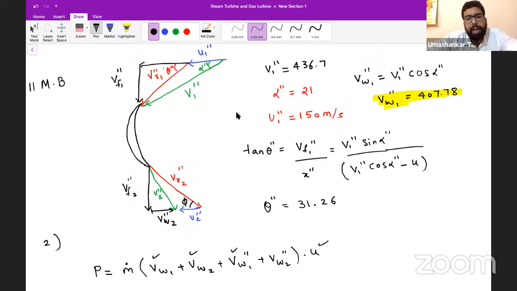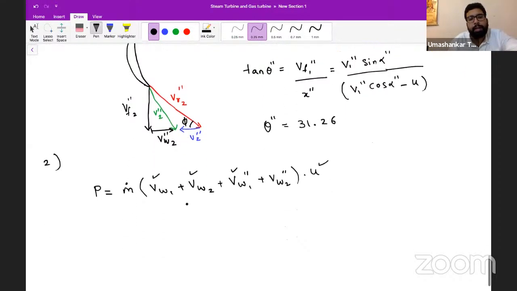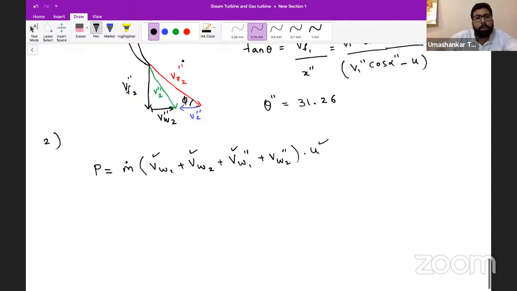Okay, so we have to find this VW2 double dash. Can we find it by using this velocity triangle? Yes, certainly we can. So this is VW2 double dash. Let us calculate that. VW2 double dash, so we are going to calculate it. So what is it?